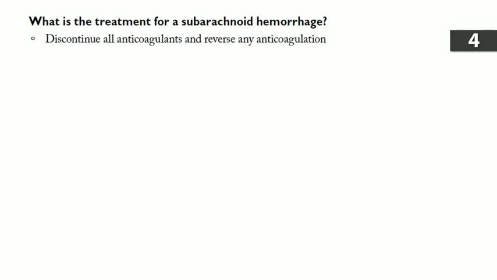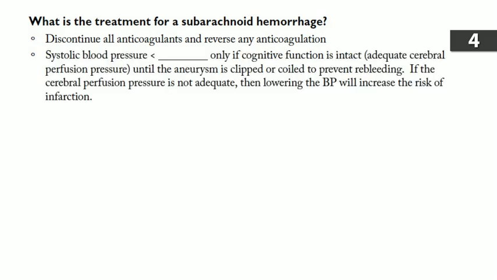First of all, you need to discontinue all anticoagulants and reverse any anticoagulation the patient might be on. You need to control the blood pressure. You want to keep the systolic blood pressure less than 150, but only if cognitive function is intact, because you have to make sure that you're maintaining adequate cerebral perfusion pressure. So if there's a neurological deficit and you lower the blood pressure too much, you run the risk of worsening the ischemia and making that deficit worse.